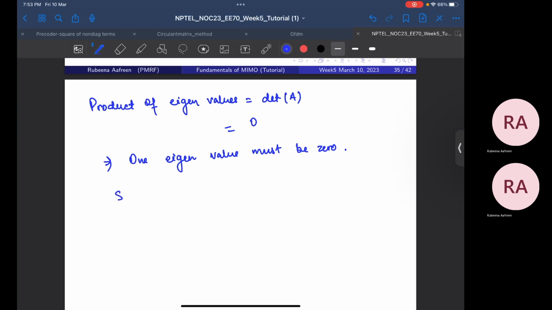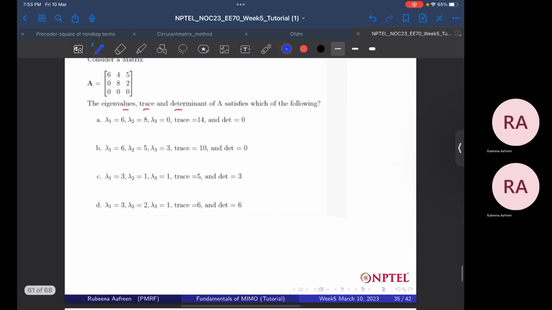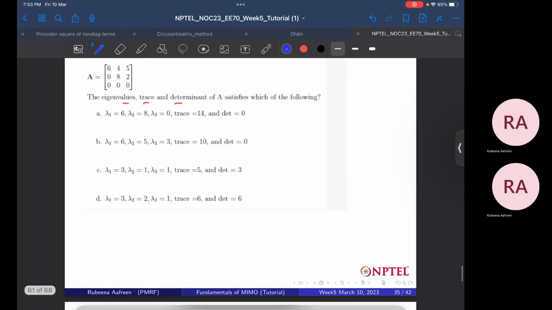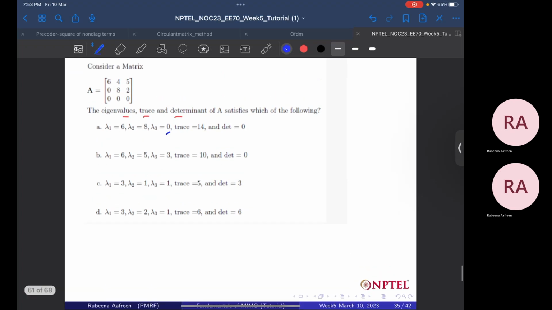Now the second thing is that the sum of eigenvalues is equal to the trace of A. Now you see the options. One eigenvalue must be 0, so A is shortlisted only. But then you see another thing: the determinant is 0 and the sum of eigenvalues is equal to the trace of the matrix, right? So the answer would be A.